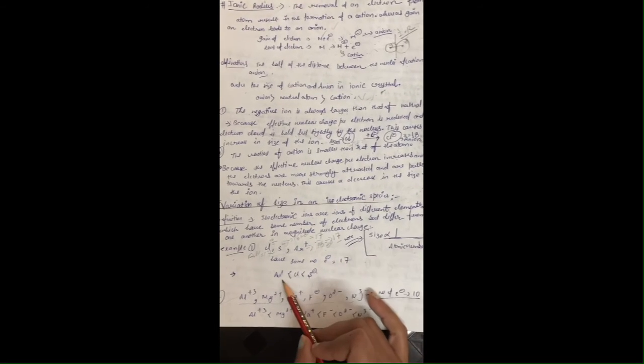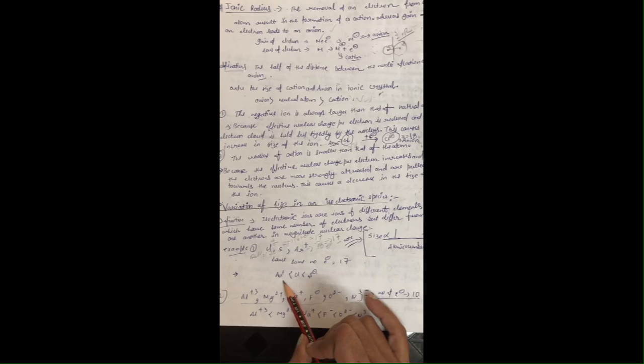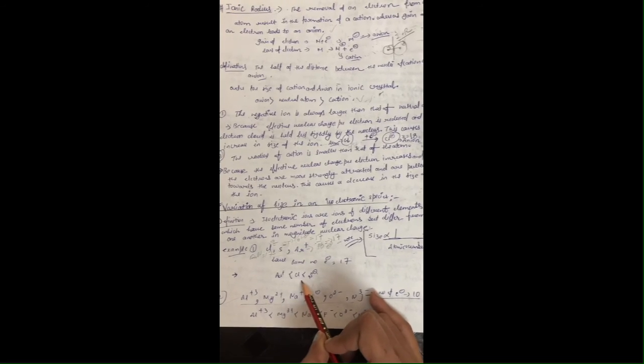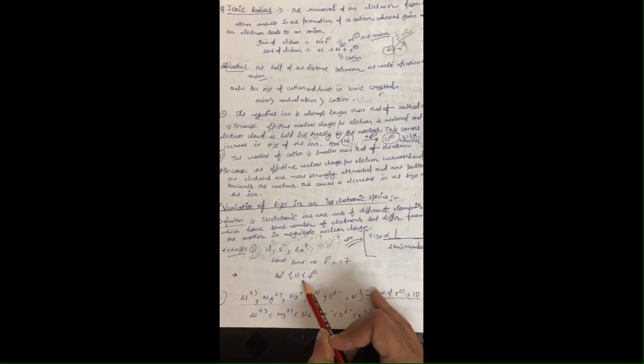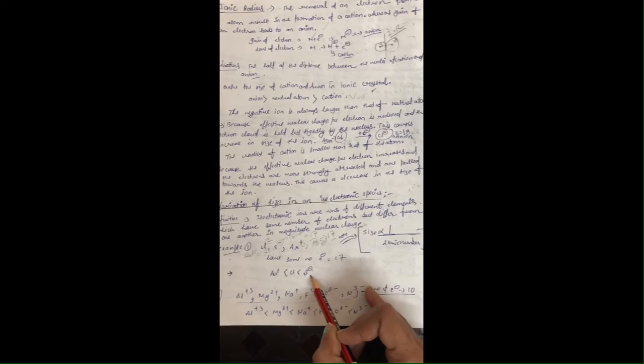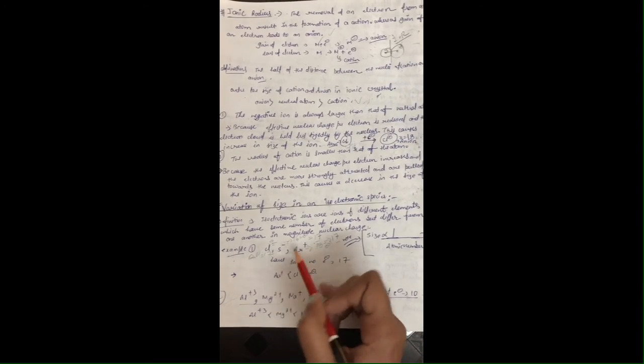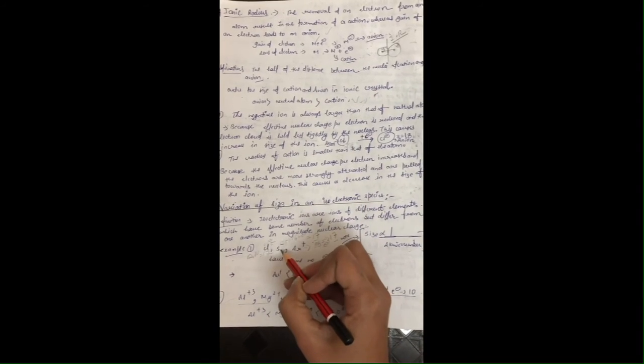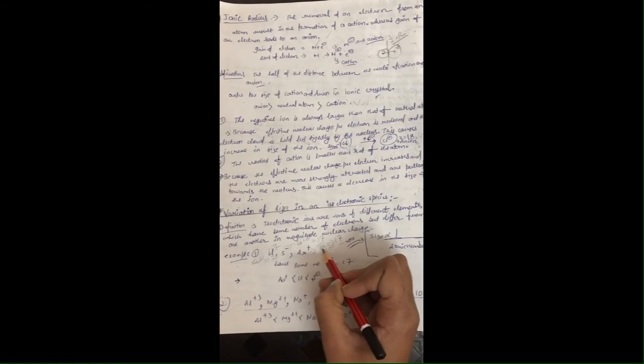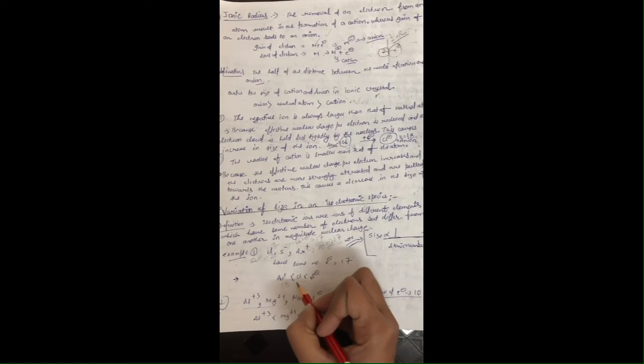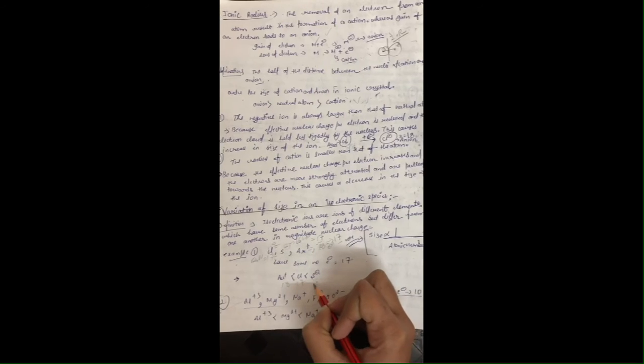Clear? So that's why argon is smaller in size as compared to chlorine, and chlorine is smaller in size as compared to sulfur. Clear? Because the atomic number for chlorine is 17, for sulfur it is 16, and for argon it is 18. So the more the atomic number, the lesser its size. Clear?